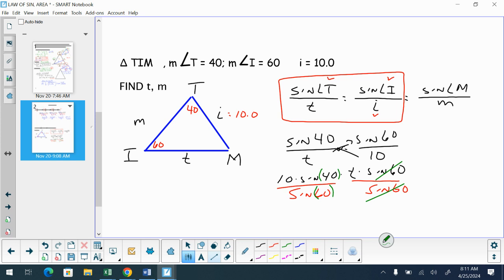Go out to 2 decimal places on this. Check your answers with somebody around you. Go 2 decimal places with it.